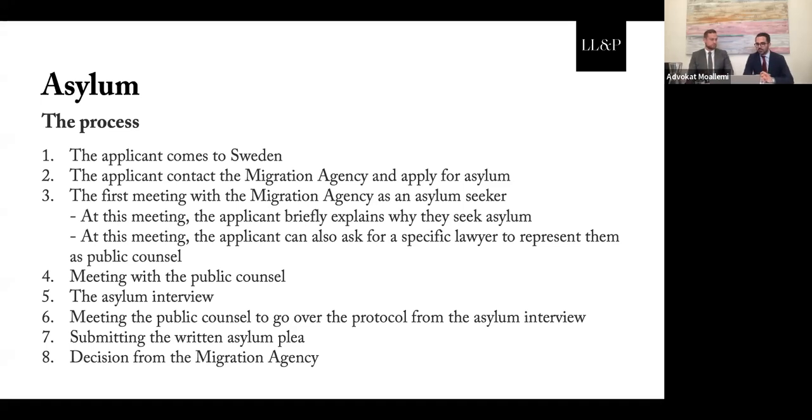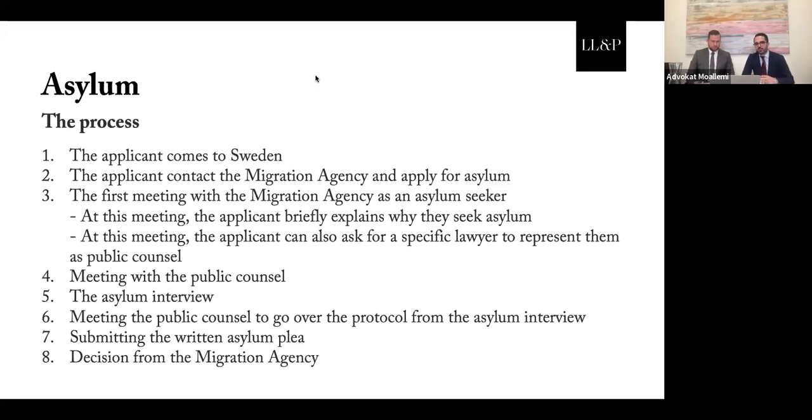And the purpose of this meeting is to go through the protocol, make sure that nothing is forgotten, that everything is translated correctly. And also, if one has evidence they would like to submit, it is good to provide this evidence at the latest at this meeting with the lawyer. Because after this meeting, the lawyer will write an asylum plea and submit it along with all the evidence to the migration agency. And after this submission has been made, the migration agency can make a decision in your case.